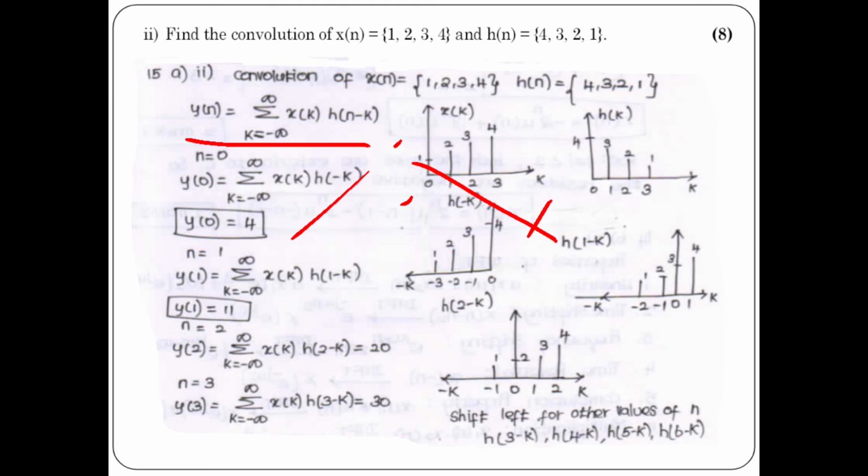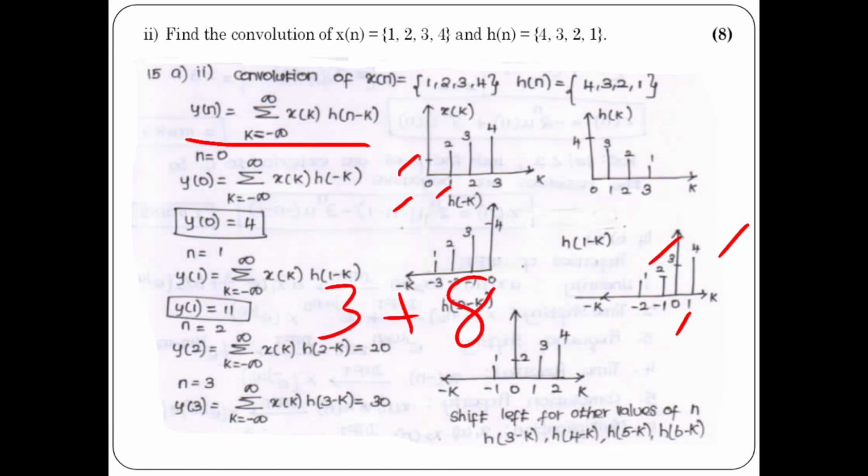For n equal to 1, you have to shift the signal by one. That is, multiply x of k with h of n minus k. So here the coefficients you have to multiply are, in the place of 0 you have 3, here 0, 1. So 3 plus, in the place of 1 you have 4, here in the place of 1 you have 2. So what is 4 into 2? 4 twos are 8. So 3 plus 8, you will get 11 as the answer.